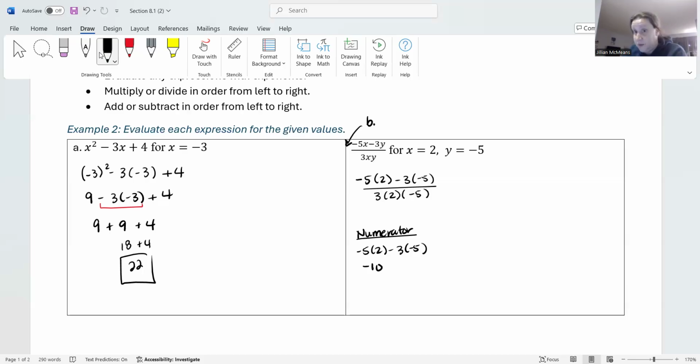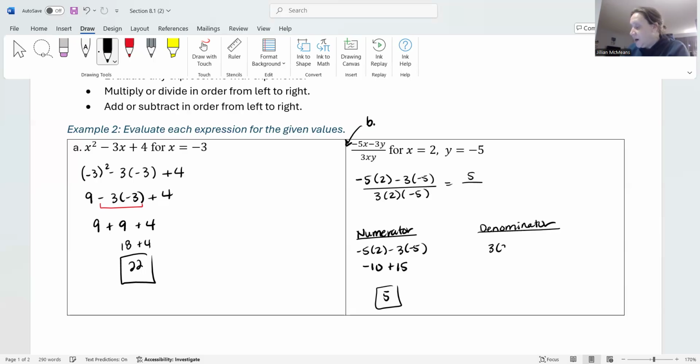Then I've got negative 3 times negative 5. Well, when you multiply two negatives, it becomes positive. So negative 3 times negative 5 is plus 15. Now we're adding two numbers that have different signs. So that's where we find the difference in the positive and the negative. So we really technically subtract. So 15 minus 10 is 5. But do I have more positive or more negative? Well, I have 10 negatives, but I have 15 positives. So that tells me this is going to be positive 5. So that's my numerator.